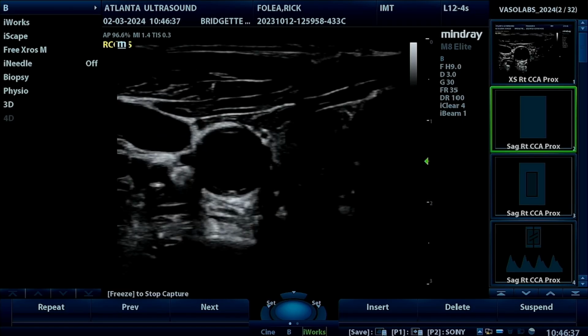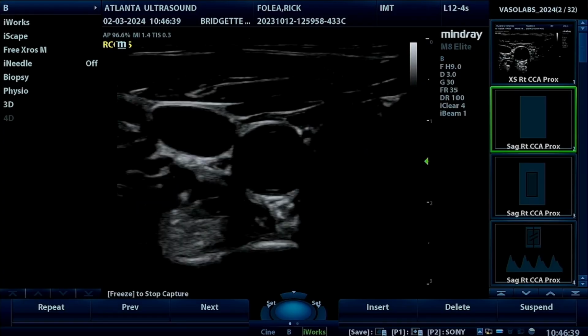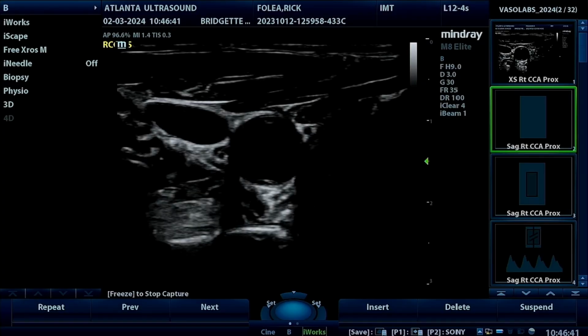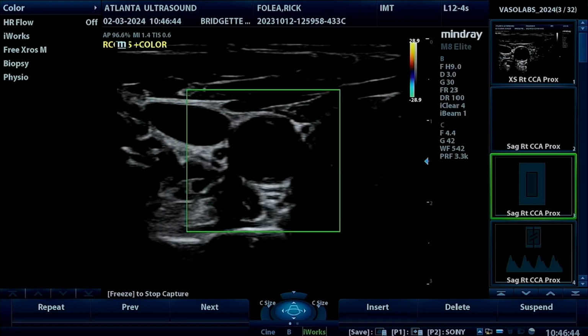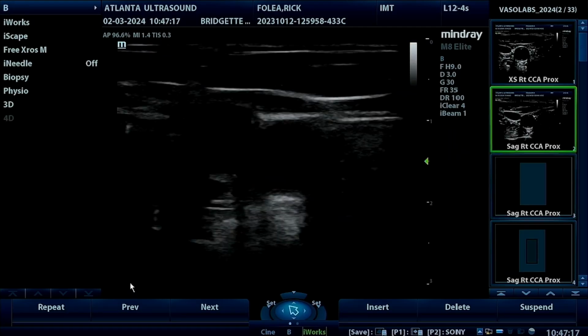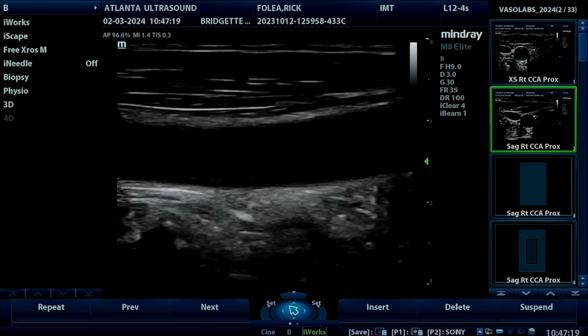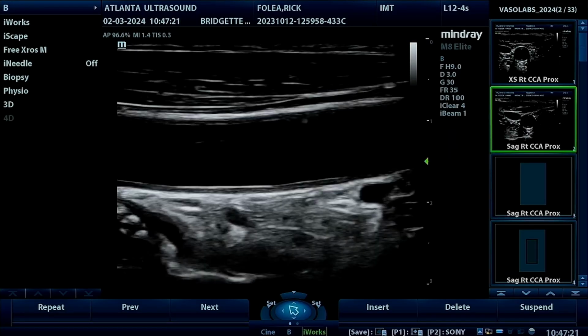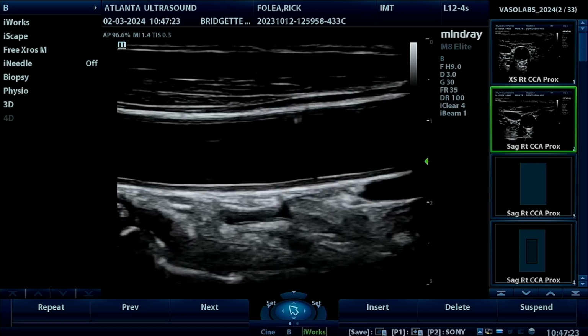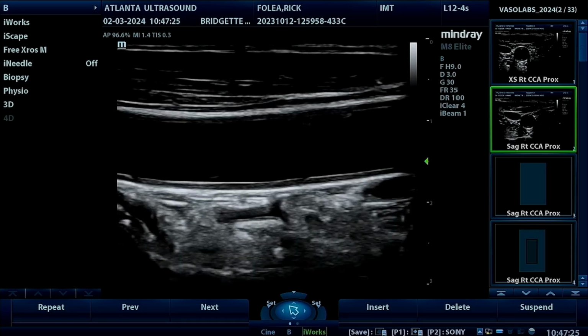We move the sensor up the neck to the midsection of the common carotid artery. This is roughly where the artery passes by the thyroid. Grab a snapshot of that. Now we'll switch to sagittal view by rotating the sensor. And look at that. We can actually see the artery's intima and media layers coming in and out of focus as the sensor moves around.